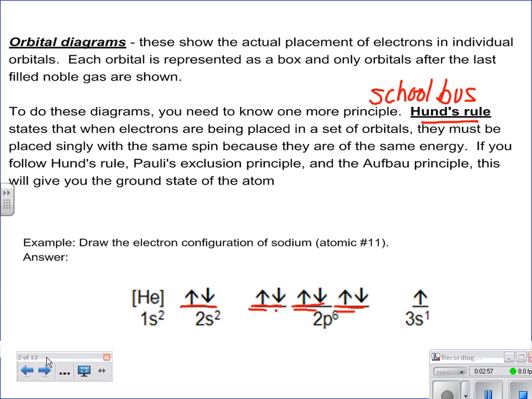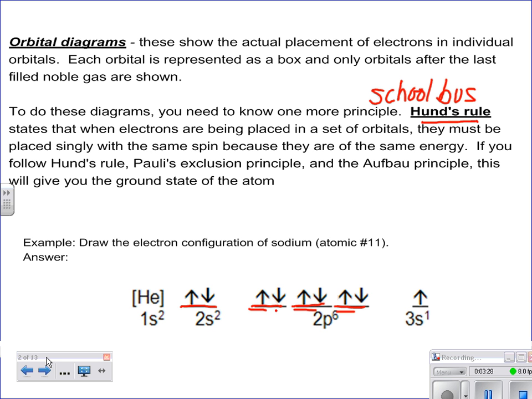And the way they're going to pair up is with opposite spin. We are going to represent spins with arrows. And by tradition, the convention is to do an up arrow first and then a down arrow. So that's just a rule that's used. So for example, the example that's done for us here, electron configuration for sodium. What we're going to see, and this is probably listed for us somewhere in our notes, is that, it's listed right here. I saw it.